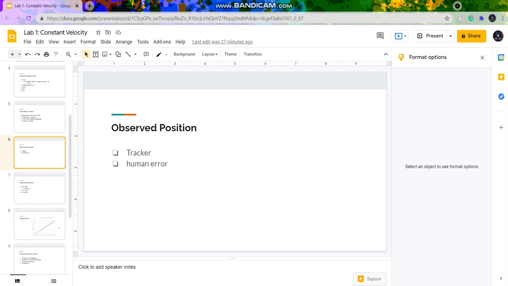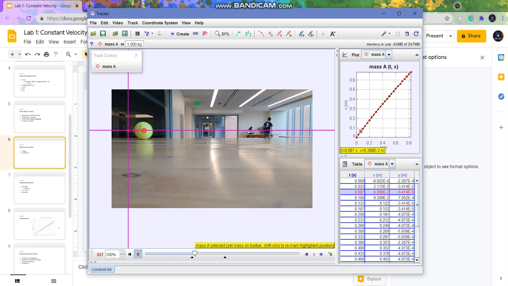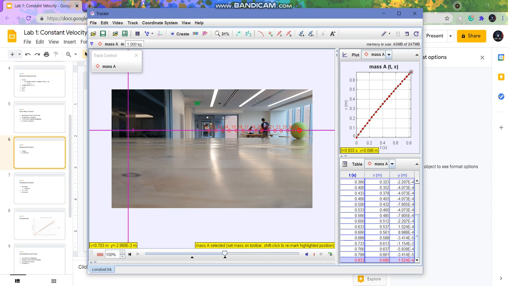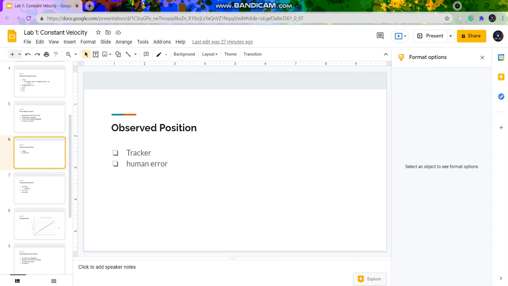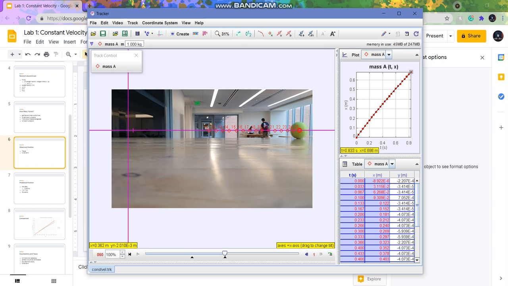How are we measuring our observed position? Well, we put our video into Tracker. As you can see here, these data points follow the ball's position over the course of the video. These data points are plotted in this table here, which includes the time and the position of the ball. Now, there's a human error present in Tracker because these data points are selected manually. This means that there's a lack of precision in the position of the ball.